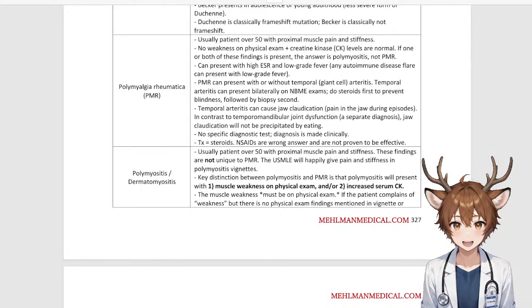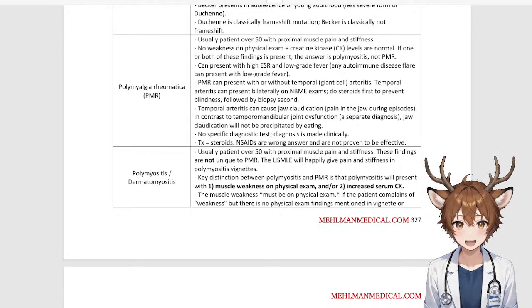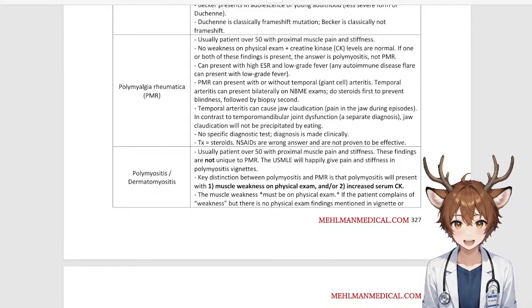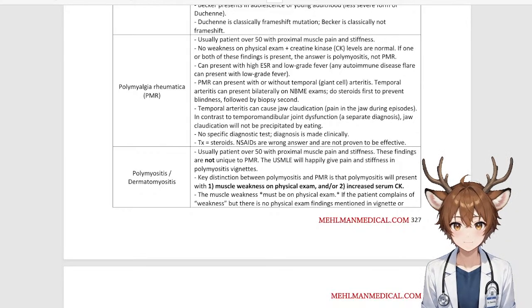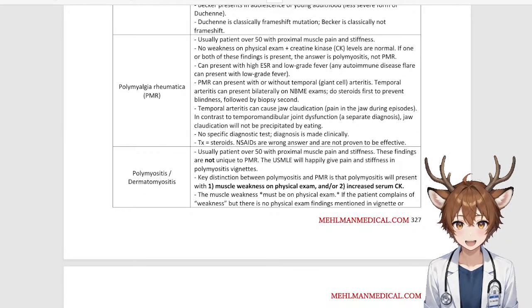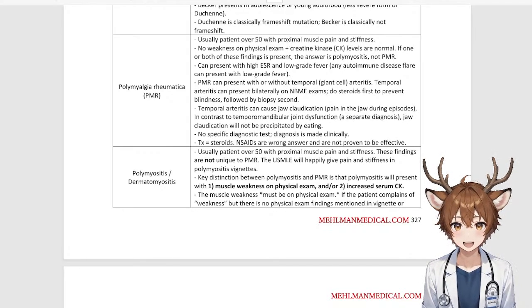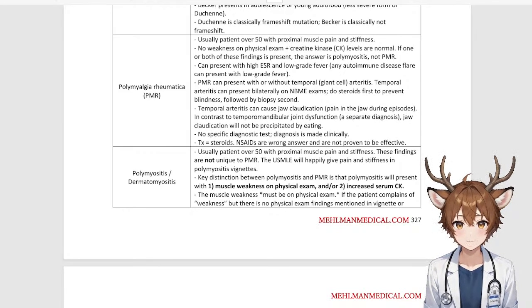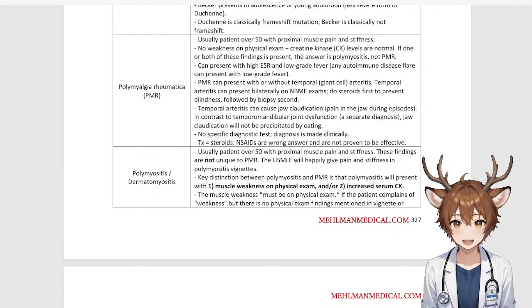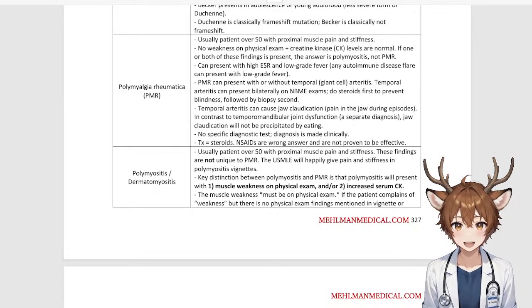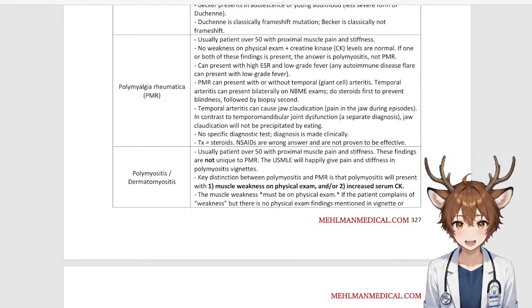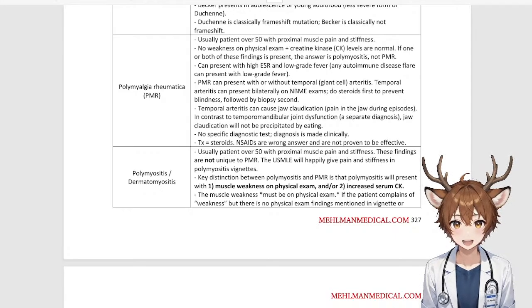Polymyalgia rheumatica, PMR: usually a patient over 50 with proximal muscle pain and stiffness, no weakness on physical exam, plus creatine kinase (CK) levels are normal. If one or both of these findings is present, the answer is polymyositis, not PMR. Can present with high ESR and low-grade fever. Any autoimmune disease flare can present with low-grade fever.